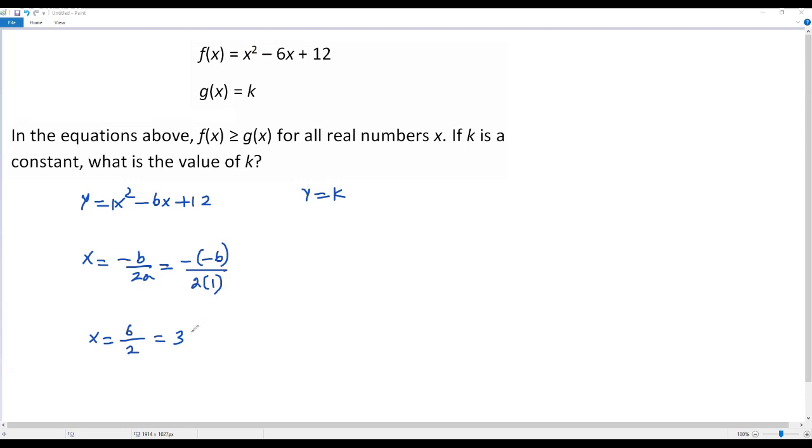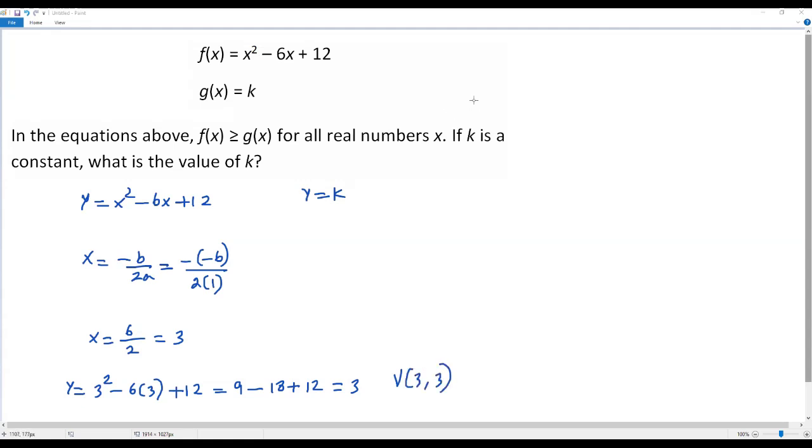To get the y coordinate, I have to plug in this 3 for x into the quadratic function. Then I get y = 3² − 6 times 3 + 12. Now let's simplify. The value of 3² is 9. Negative 6 times 3 is −18, plus 12. When I combine positive 9 and positive 12, I get 21. Then combining 21 and −18, I get 3. I got the y coordinate of the vertex, that is 3. Already we have the x coordinate, that is 3. Therefore, the vertex of the parabola is (3, 3).